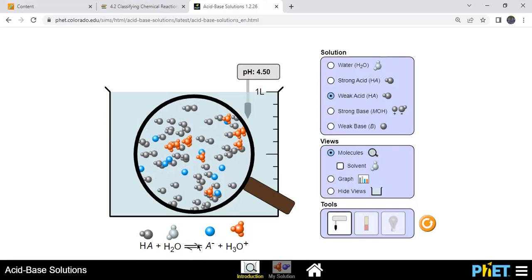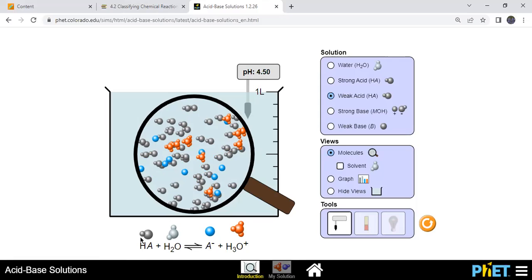So with this equilibrium right here, which way do you think the arrow is going to be pointing? Because if I'm going to the right, that means the HA should be disappearing. But if you look here, it's not. So if I ask you to indicate which direction equilibrium favors, what would you say based on this? Would it be going to the left? Going to the left, right?